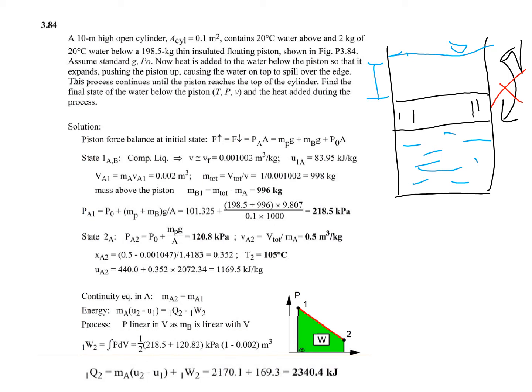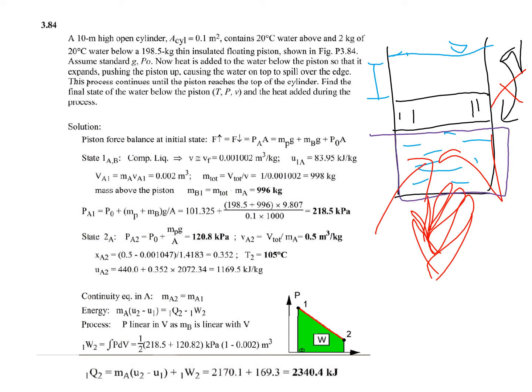Now heat is added to the system beneath this, using any type of burner, and it will increase the temperature of water in this zone. Thus, slowly it will move toward the boiling process, and during the boiling, the vapor will generate, and this piston will move upward.